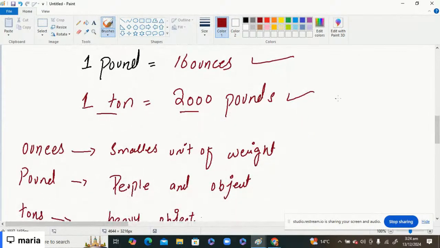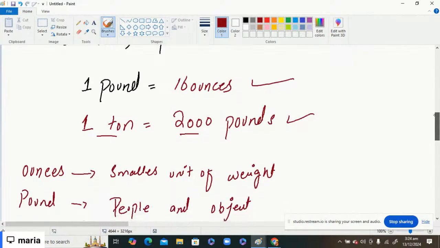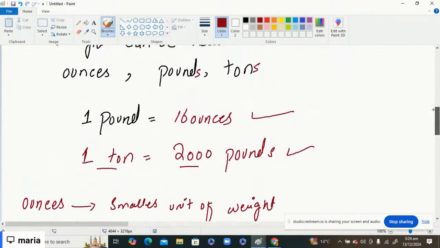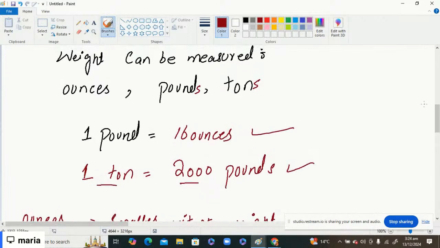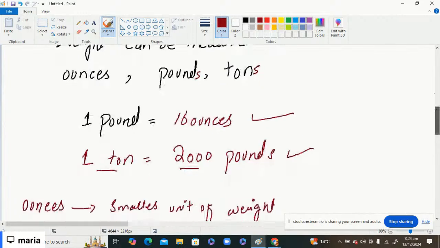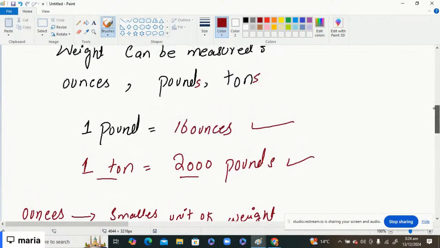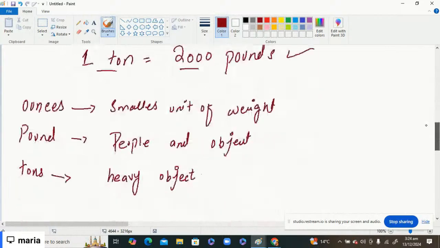And here it's written like 1 pound is equal to 16 ounces, and 1 ton is equal to 2000 pounds. Ounces is basically a very small unit to describe weight. Then comes the pounds. Pounds is used for finding out the weight of objects, and you can say different people, and tons are used to describe the heavy objects.